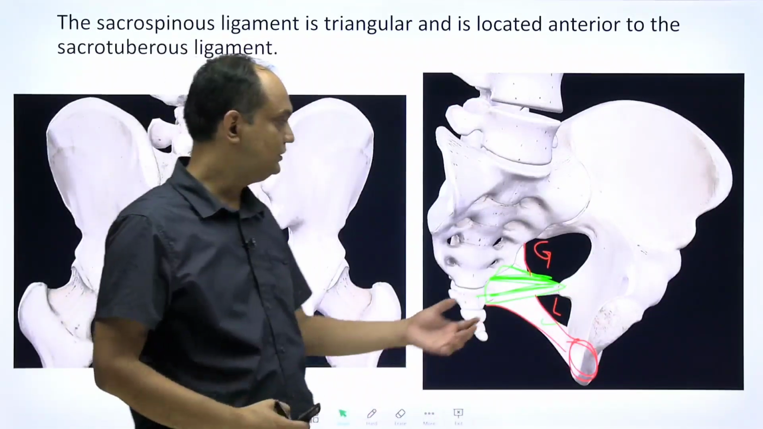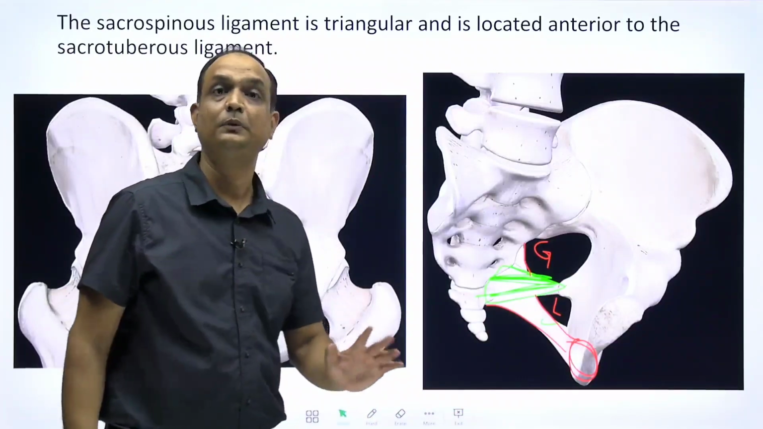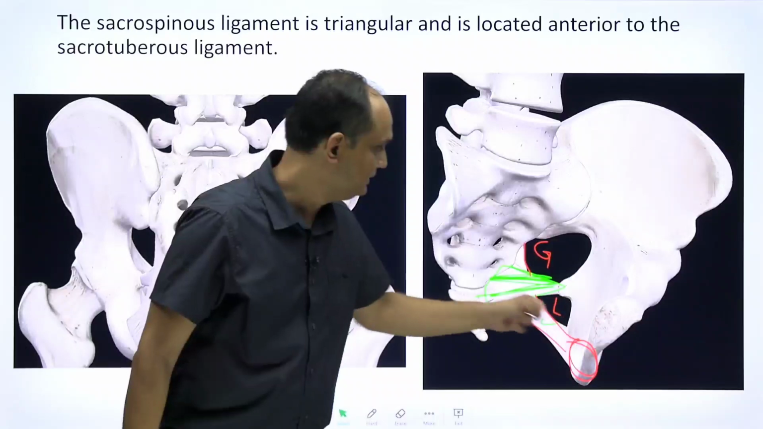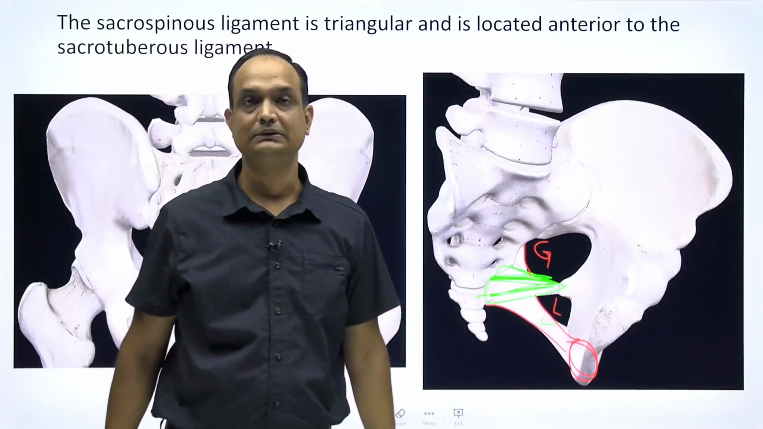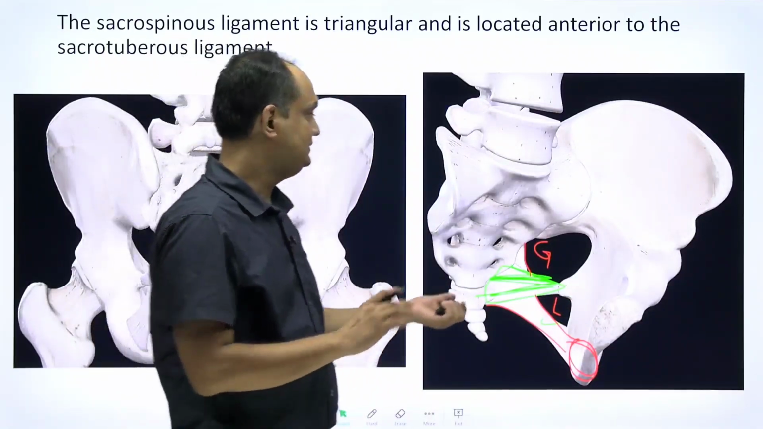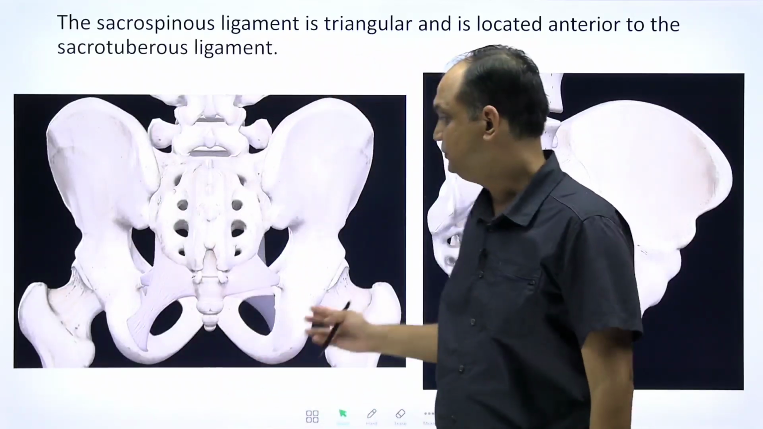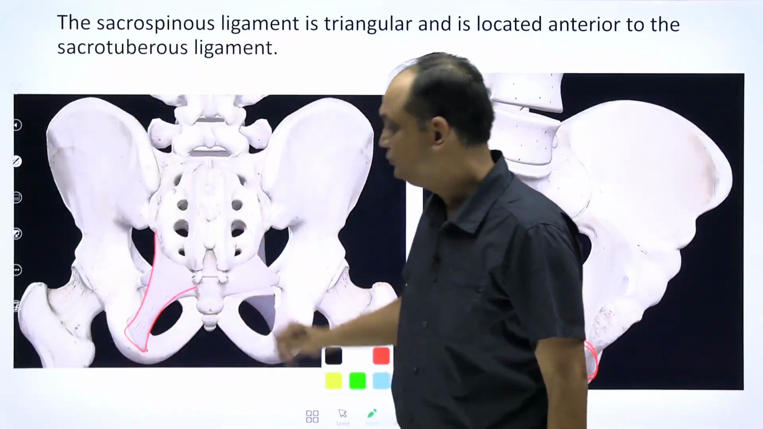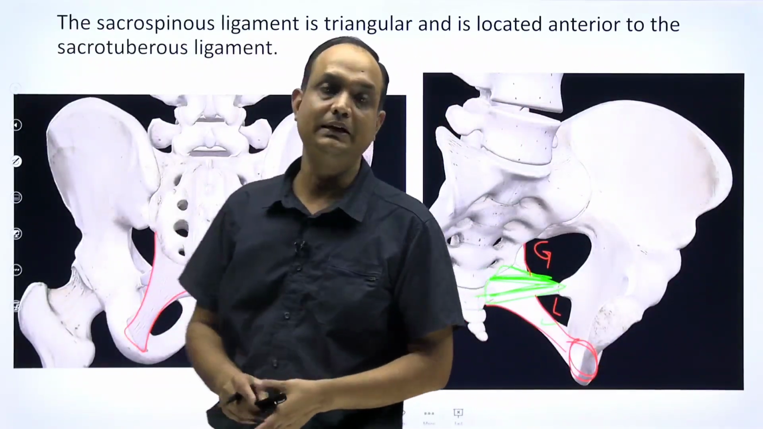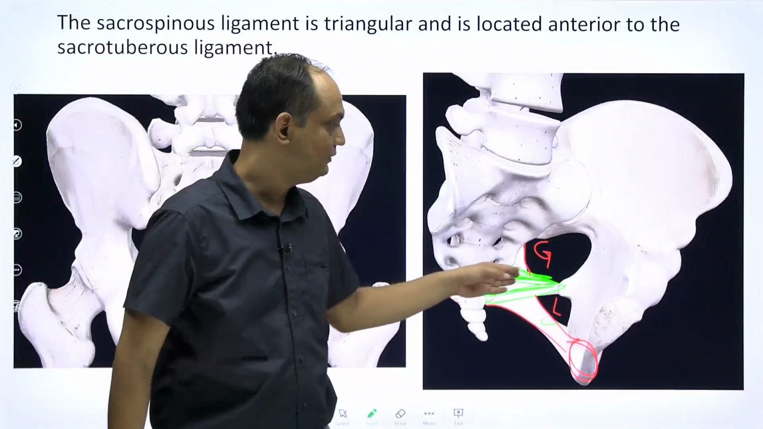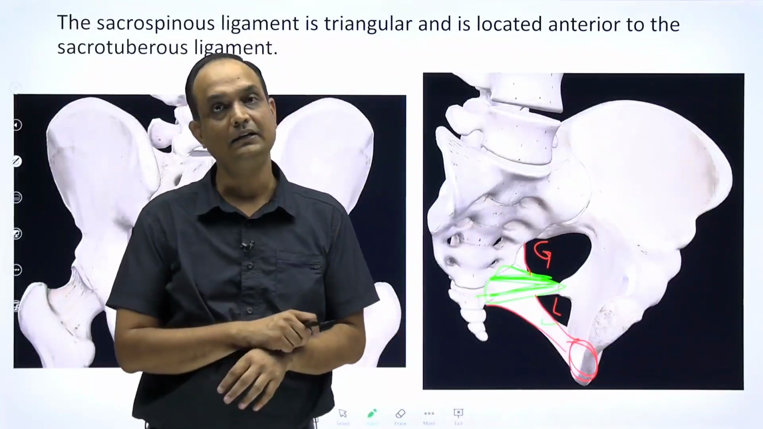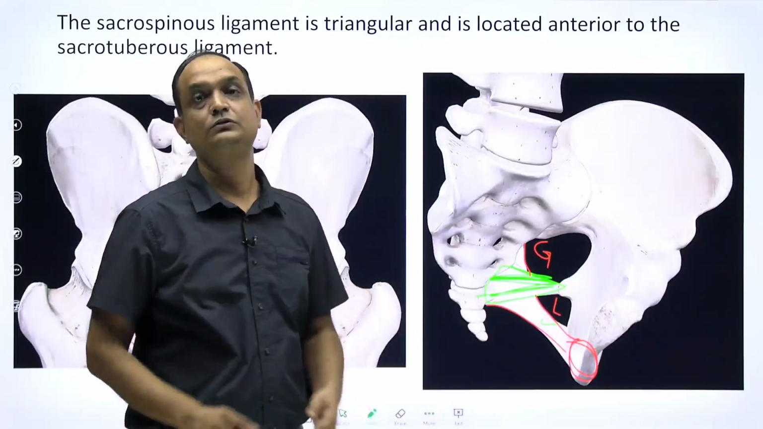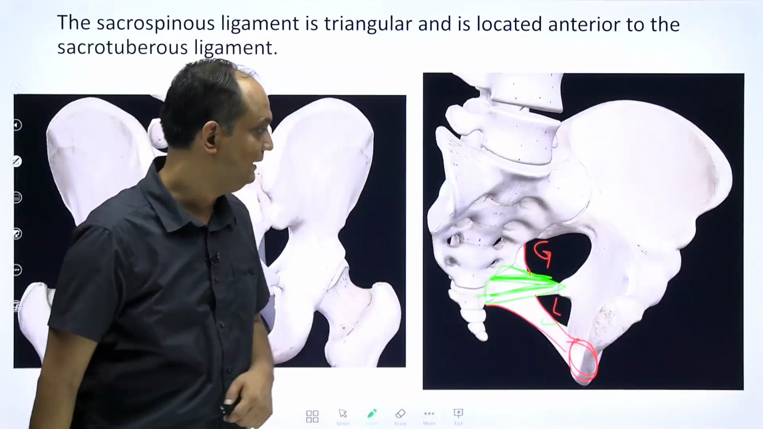So this is again the question of your exam: which ligament is responsible for converting the notches into the foramen? One is sacrotuberous and the other, horizontally, is sacrospinous. Clear? Now if you see from the posterior side, the sacrotuberous ligament lies superficially. But when you see from the anterior side, the sacrospinous ligament lies anteriorly. Clear? That means from anterior to posterior, sacrospinous is superficial to the sacrotuberous ligament.